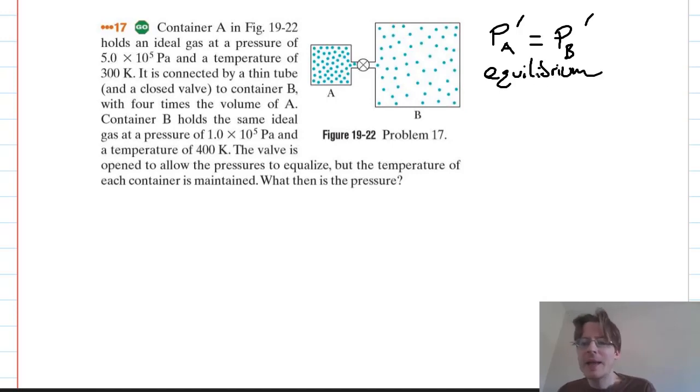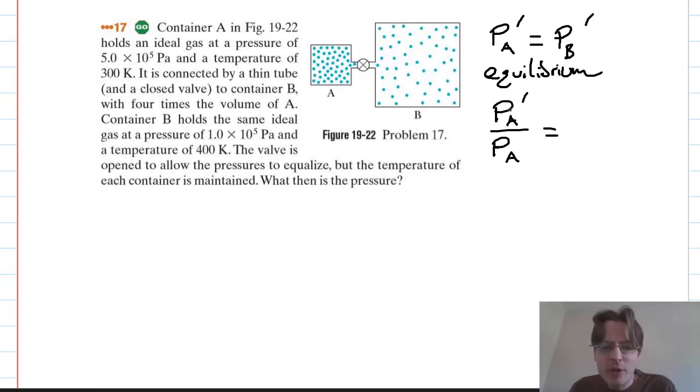Okay. Now our job is to actually figure out what that pressure is. The approach here is, I know the pressure of A at the beginning. I'd like to know what it is at the end, and then I know the pressure throughout. The idea is, I'd like to know PA prime. I want to think in terms of ratios. I'd like to know PA prime over PA. If I can figure that out, then I'll know what the pressure is in the end.